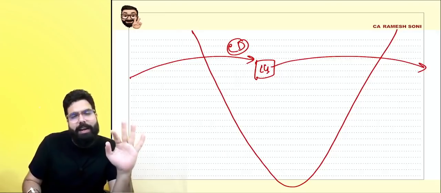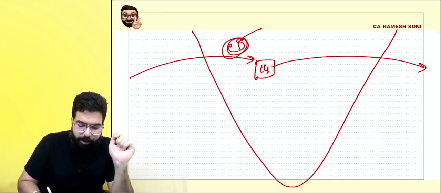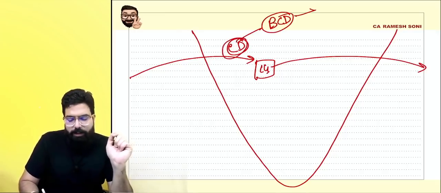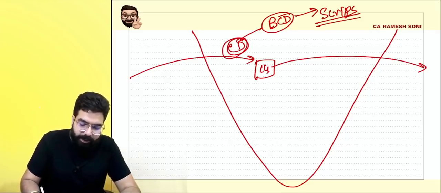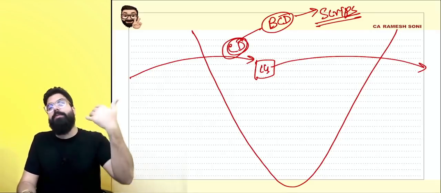They are going ahead and telling Ramesh, whatever basic custom duty you paid, we will return it to you in the form of scrips. This is: first you pay, and then we'll give it back to you.